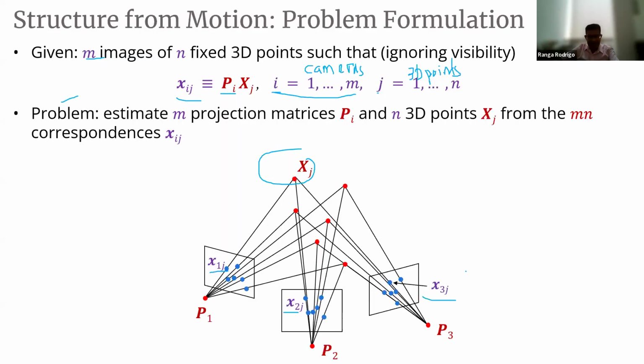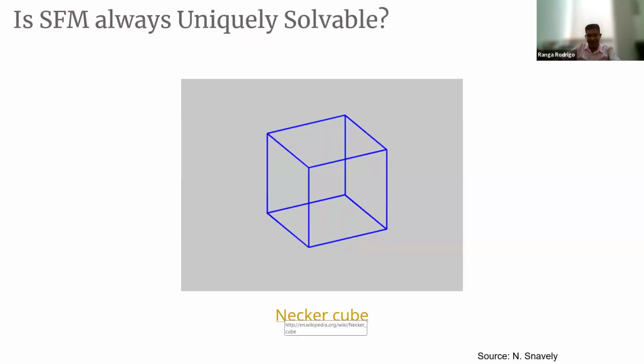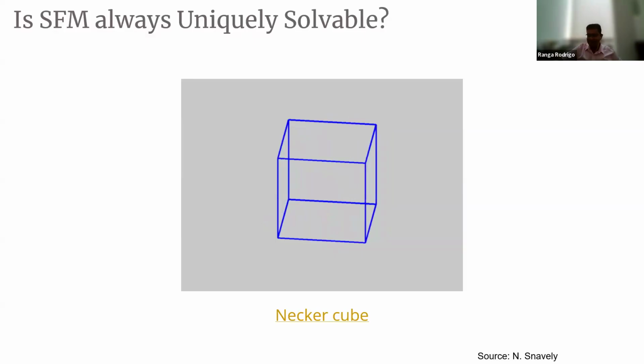But this has an intrinsic ambiguity. I will show that ambiguity with this so-called Necker cube. Now watch this for some time, and I will ask you a question.